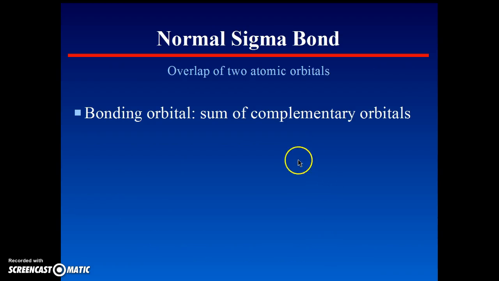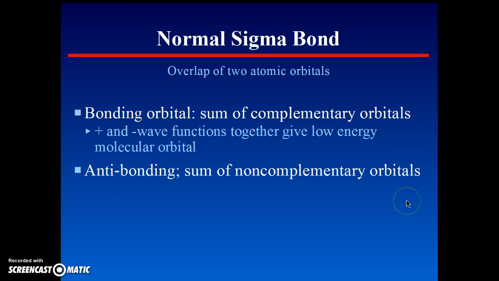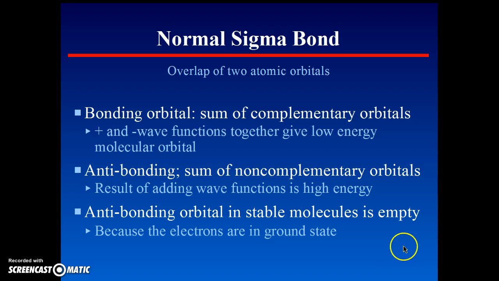Now, a normal sigma bond is the overlap of two atomic orbitals. There's a bonding orbital. That's the sum of complementary orbitals. Those are the orbitals on the two atoms that, if you add them together, give a low energy molecular orbital. There's also an antibonding orbital that is the sum of non-complementary orbitals. Those are the orbital functions that, when added together, give you a high energy. The antibonding orbital in stable molecules is empty because the stable molecule has its electrons in the ground state.